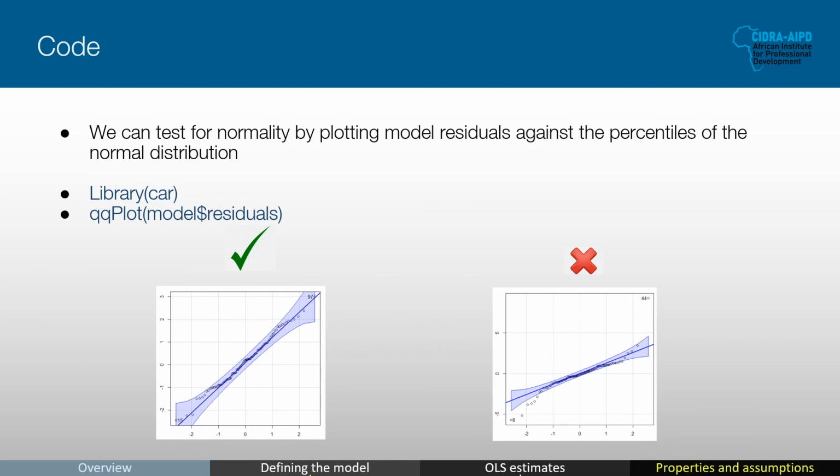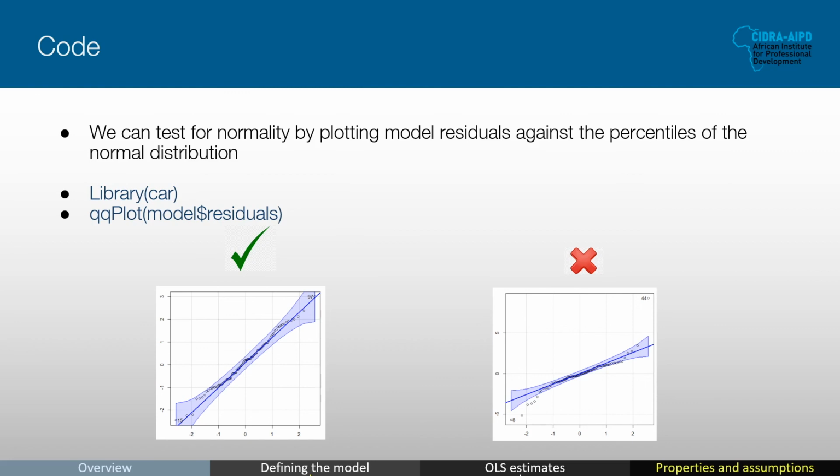So again, it's the one to the left that looks good, and the one to the right that gives us some cause for concern. In the one to the left, you see that there's more or less a straight line through the data. So the data as we see them, the model residuals, are more or less as we would be expected to see them in a normal distribution, with some error that might be there due to random chance. The blue bar that you see gives us a confidence interval, or a range within which we would expect the data to fall, even if it might not follow the line perfectly.